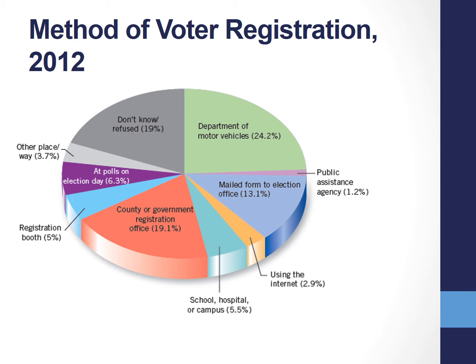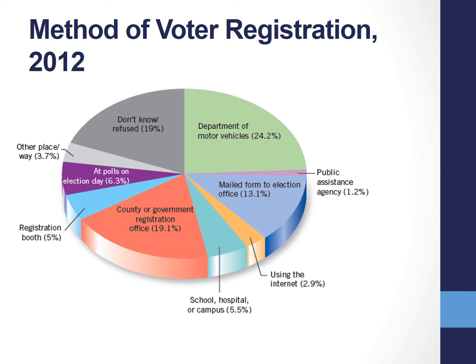Now, the most common way to register to vote would be to get a form, either downloaded from the internet or picked up at your local county government office. And you're going to fill out that form or that application process and mail it back either to the government office or an election office. That's going to be the most common way to register to vote in most states.